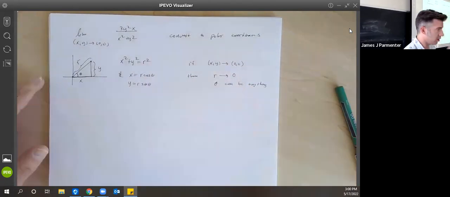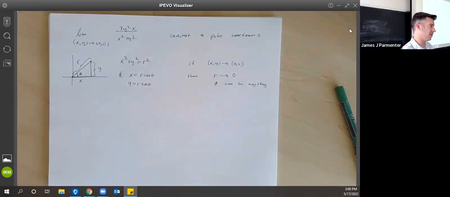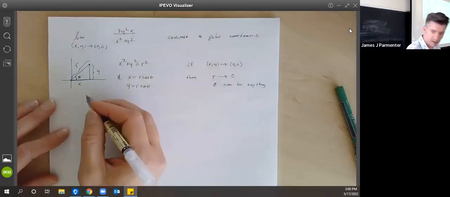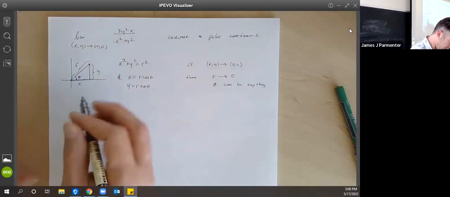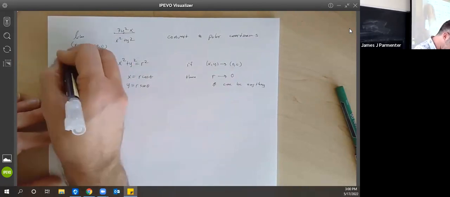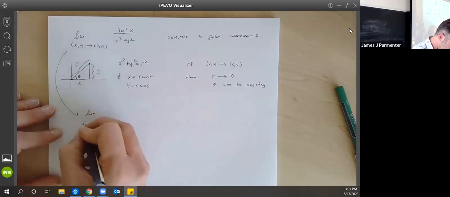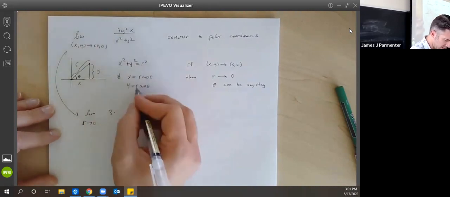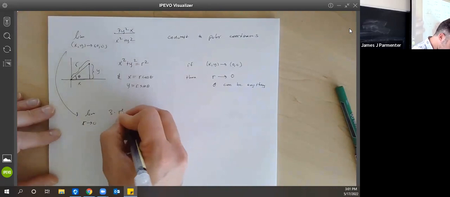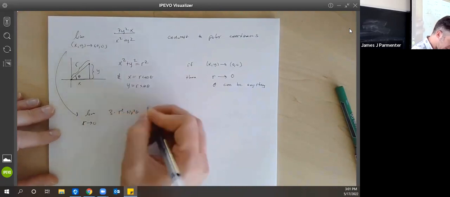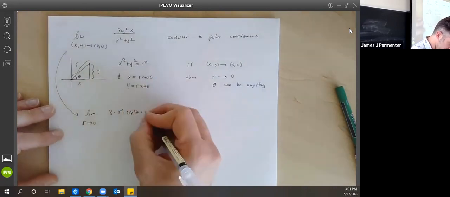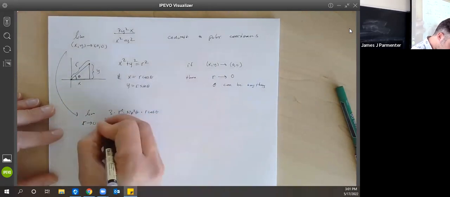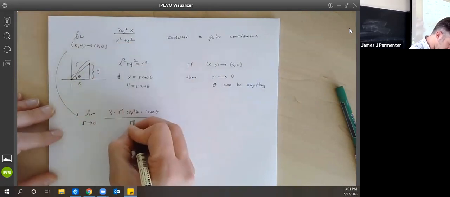This is also used to show other things don't exist, because sometimes you'll be left with theta that can be anything. So here, I'll wrap this up real quick. I'm going to rewrite this as the limit as r goes to 0 of 3 times y, which is r sine theta, so r squared times sine squared theta, and x is r cosine theta, so r cosine theta, over x squared plus y squared, which is r squared.